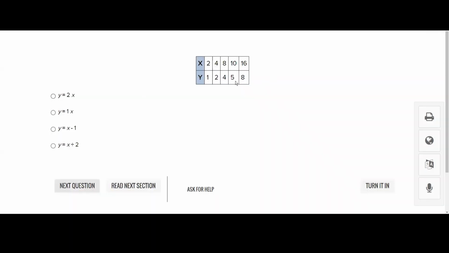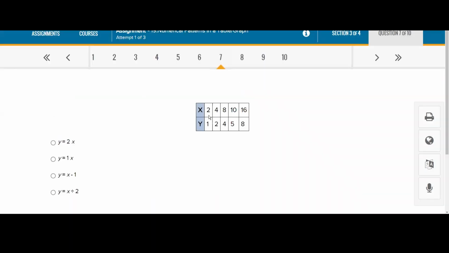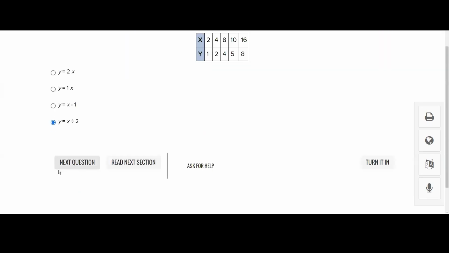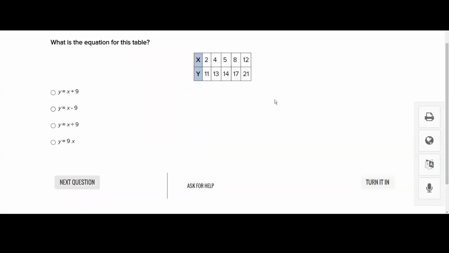Whatever x is, half of it is y. So y is x divided by 2. Is that clear? Yes. Okay, good. So write the equation for this table. Now tell me the equation for the table, okay?